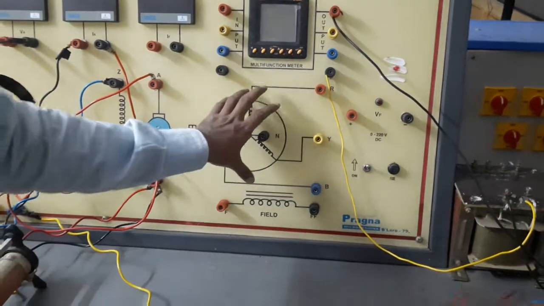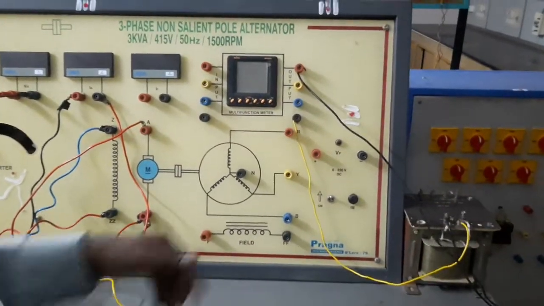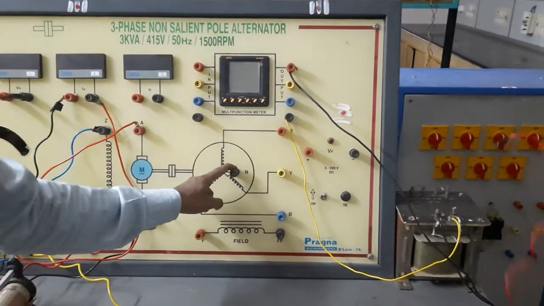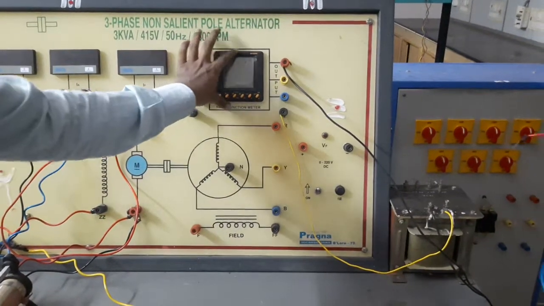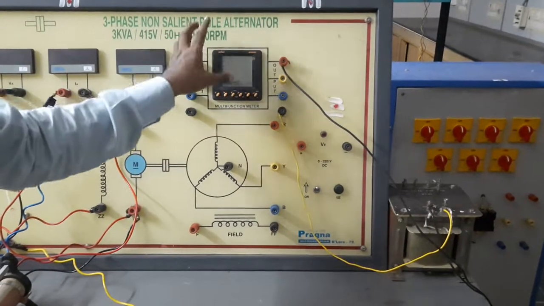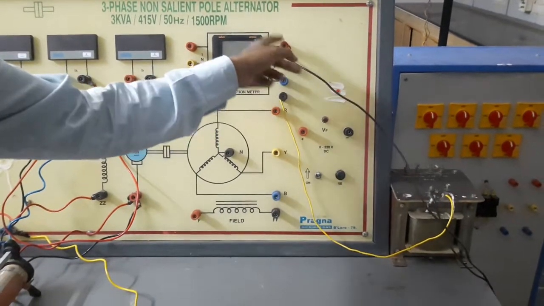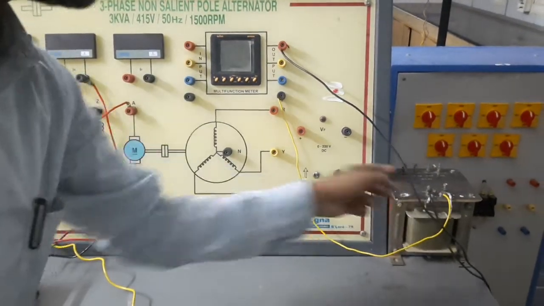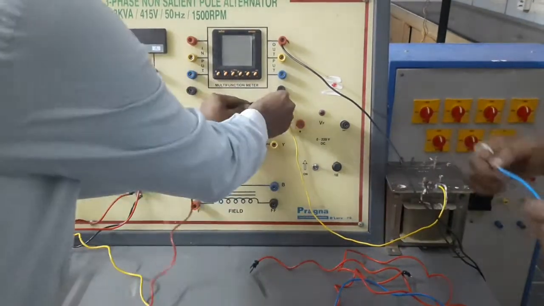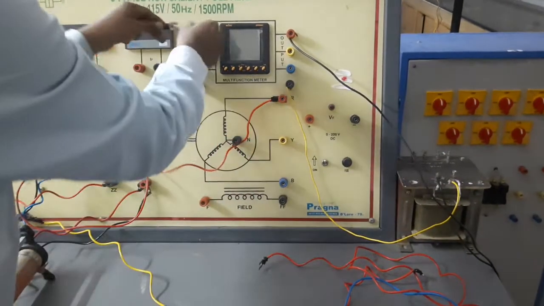From the three phase alternator we require only a single phase supply. That's why I will connect any one phase, that is the R phase, and the neutral to the three phase meter of the output. From the output of the meter, again I will take the single phase supply, R phase and neutral, to the transformer. For that purpose, I will connect the R phase to the input of the meter.